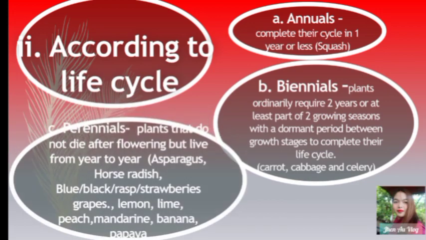While the perennials are plants that do not die after flowering but live from year to year, like the asparagus, the horseradish tree or the malunggay, the moringa, like the blueberries, blackberries, raspberries, strawberries, grapes, lemon, lime, peach, mandarin, banana, and papaya. So they are perennials. So we have 3 according to life cycles again: the annuals, the biennials, and the perennials.